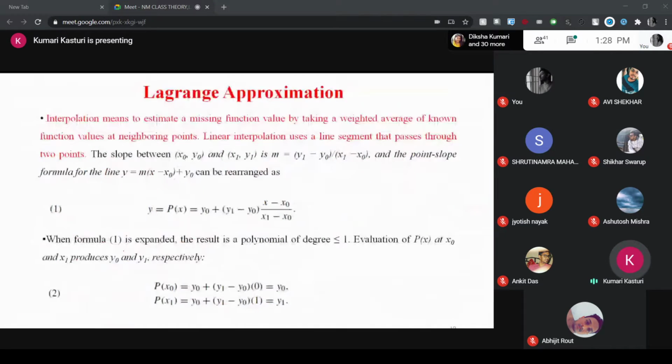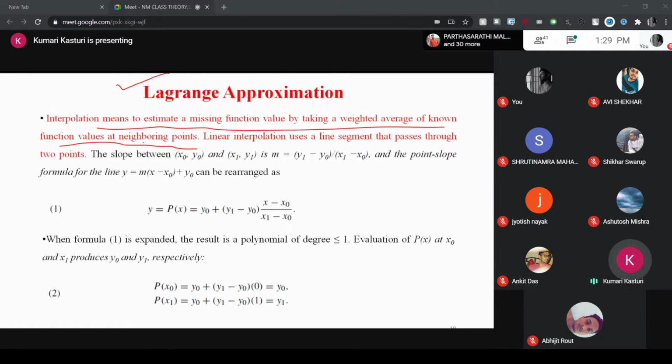So the first procedure, approximation, is the Lagrange polynomial. Now, see here clearly. What is the Lagrange polynomial? Try to understand this. I will send you all the material, don't worry about that. First of all, try to understand how we are actually getting the polynomial. Interpolation means to estimate a missing function value by taking the weighted average of known function values at the neighboring points. That is actually the same thing, written in another way: the data sets are given to you, and from that data set you have to get the polynomial.